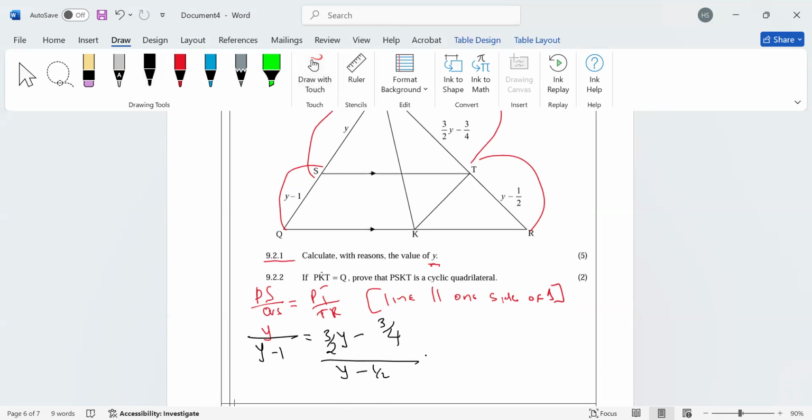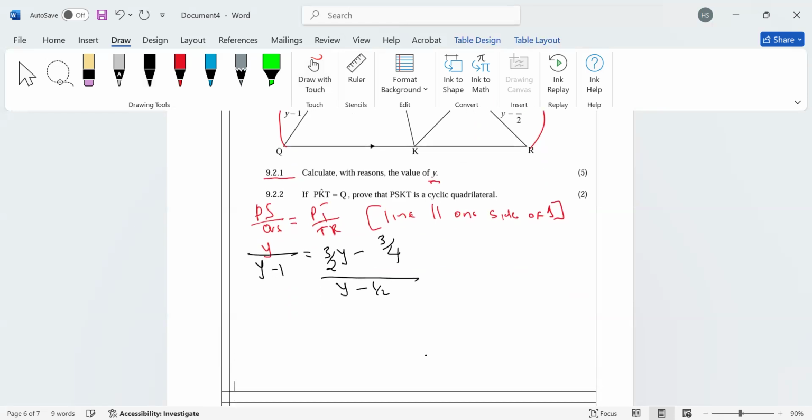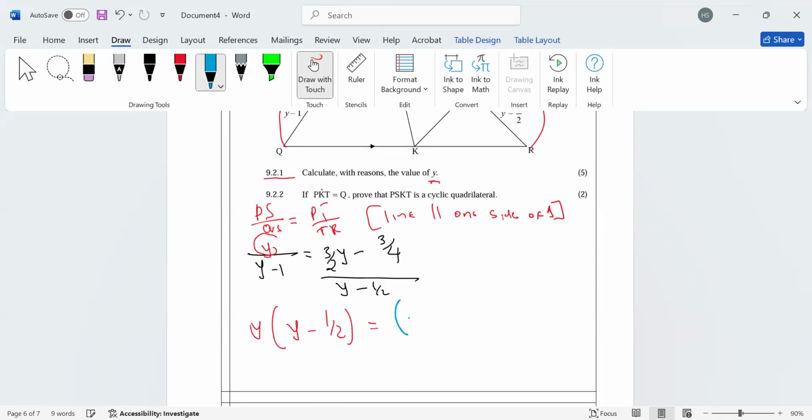And then simply it's just algebra, what we have been taught for the past 2 years. We cross multiply. So we have this Y multiplied by Y minus 1 all over 2, equals Y minus 1 multiplied by 3 over 2 Y minus 3 over 4. Then start with the simplest side, which is Y squared minus 1 over 2 Y.